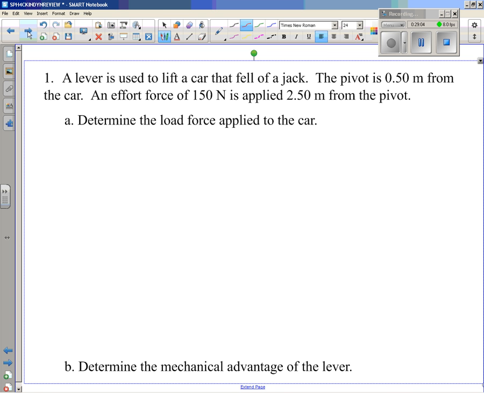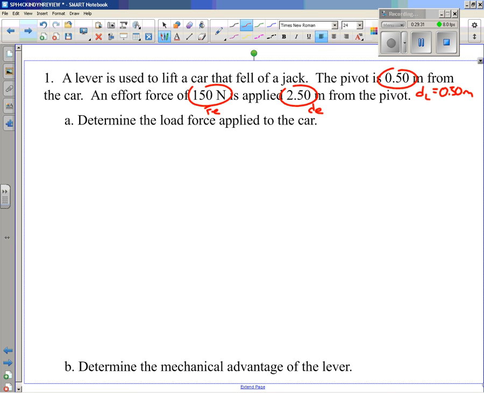A lever is used to lift a car that fell off a jack. The pivot is 0.5 meters from the car. The load is the car, so my load distance is 0.50 meters. I guess I didn't have to write that down. An effort force, that's FE, remember, is applied 2.5 meters from the pivot. That's where all our distances are measured from, so that is our effort distance.